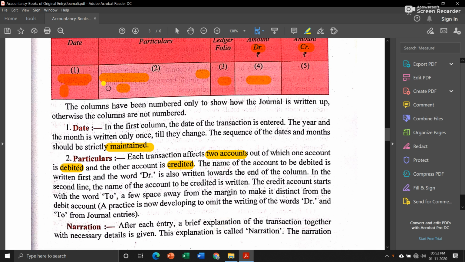We will leave some space in front, and we will write in here the cash account or whatever account is to be credited. And we don't need to write "credited" in here. Remember that only for the account which will be debited, after leaving some space, we will write "debit". A practice is now developing to omit the writing of the words "debit" and "to" from journal entries, but still we have to follow this rule. We have to write "to" and "debit".